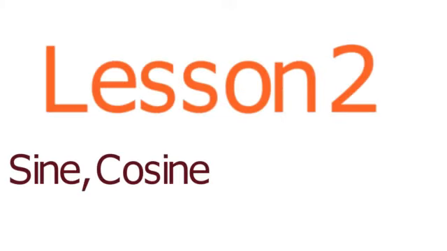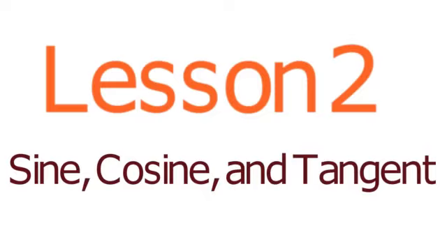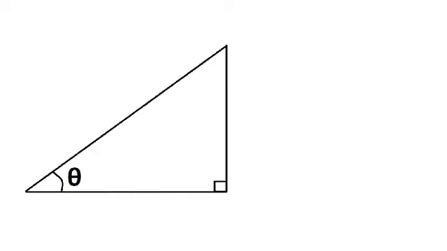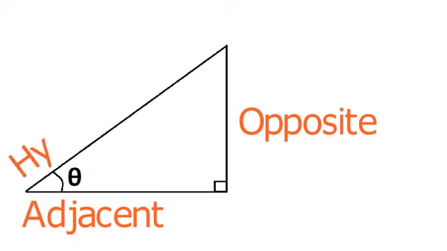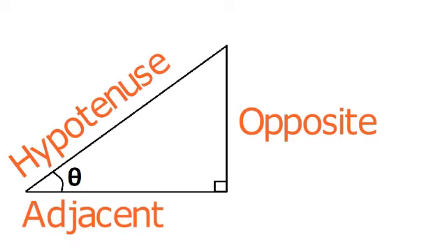Lesson 2. Sine, cosine, and tangent. In the previous lesson, you learned how to use the angle theta to help you identify the opposite side, adjacent side, and hypotenuse of a right triangle.